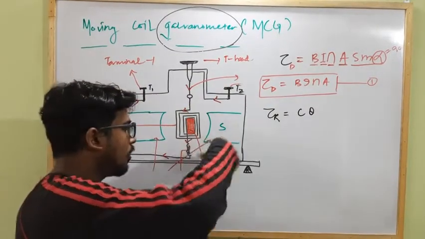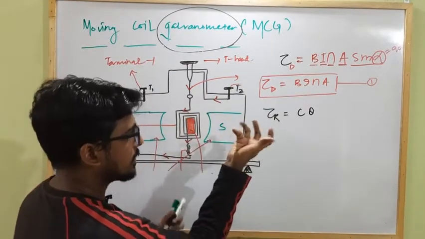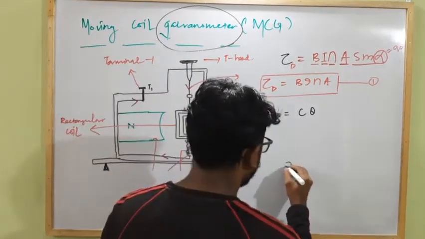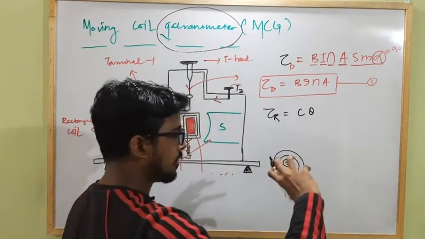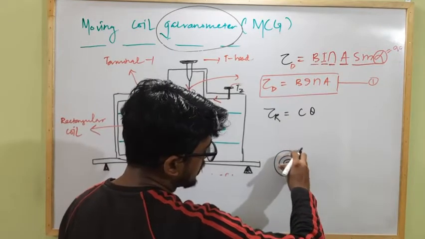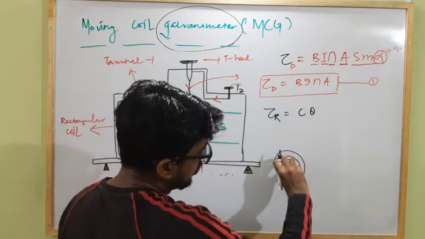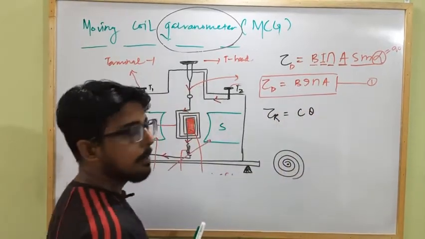So when the hairspring gets twisted, as the coil rotates like this, at the base the hairspring is connected like this, and from above here is the coil, and the coil starts rotating. So the hairspring will start twisting, and due to the twist of the hairspring, it will gain some restoring torque, which is equal to C theta.